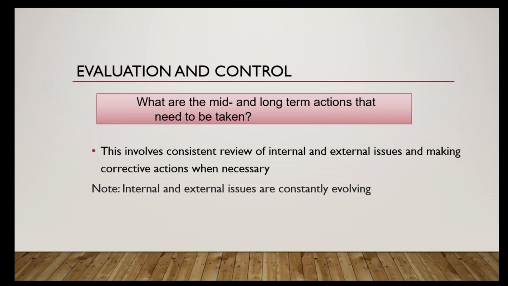Next, we need to evaluate and control yung strategy natin. Okay? So when we are able to evaluate and control, then we can already decide also for the mid and long-term actions that need to be taken. So in this stage, the review of internal and external issues and making corrective actions are done. Okay? So take note that internal and external issues are constantly evolving. So the strategy evaluation and control actions include performance measurements.